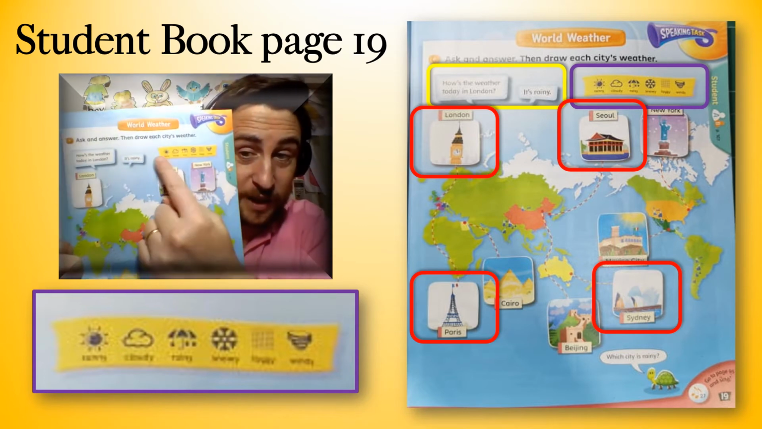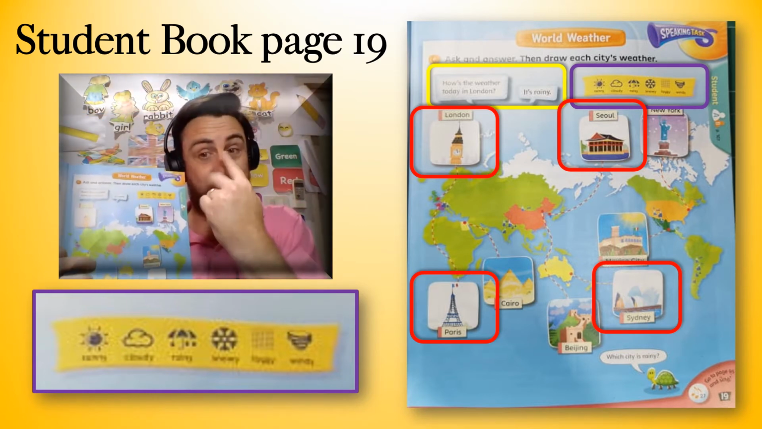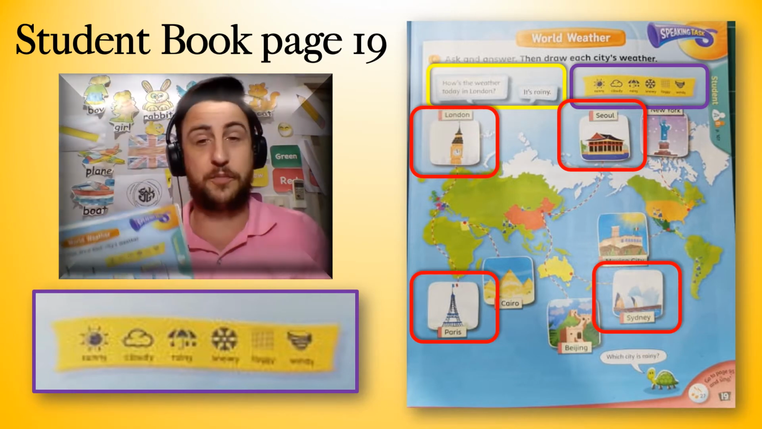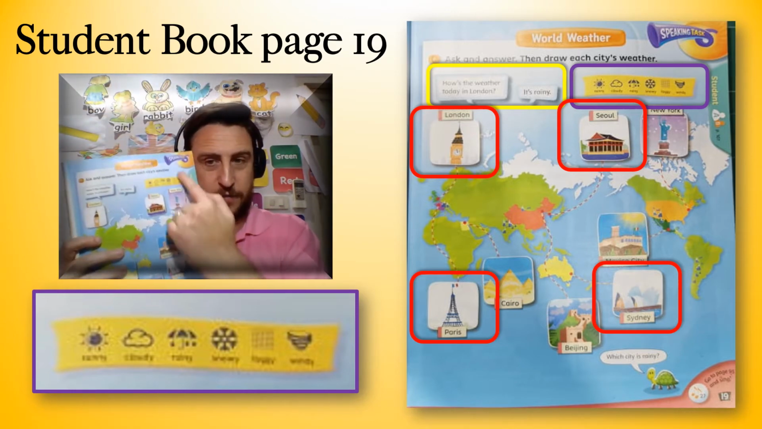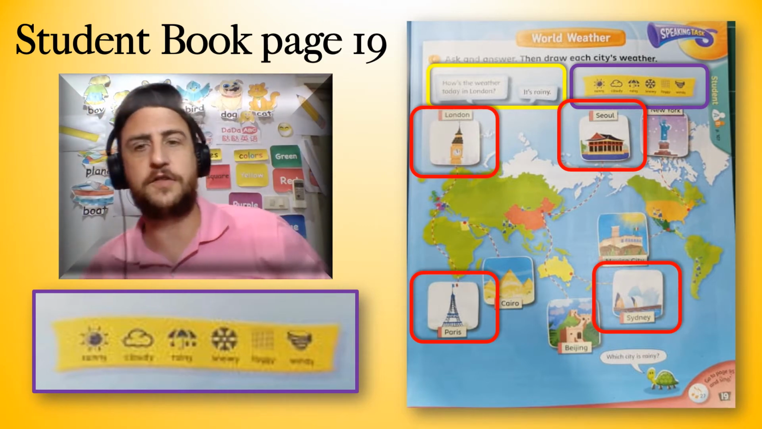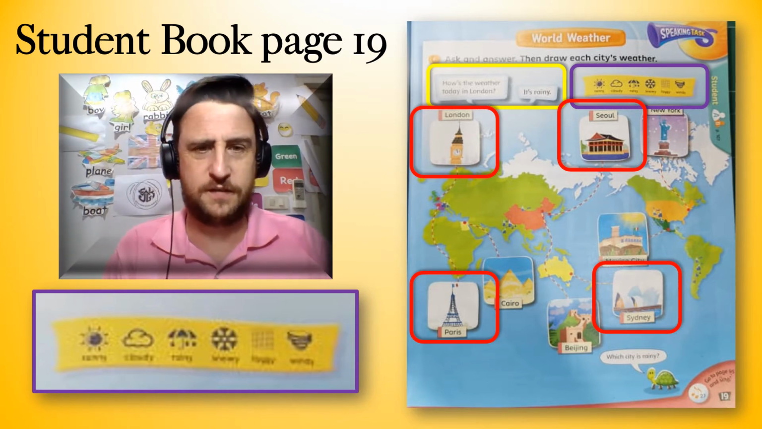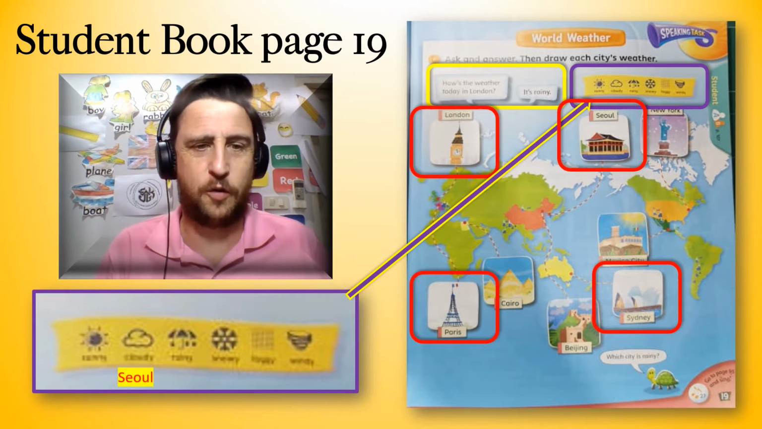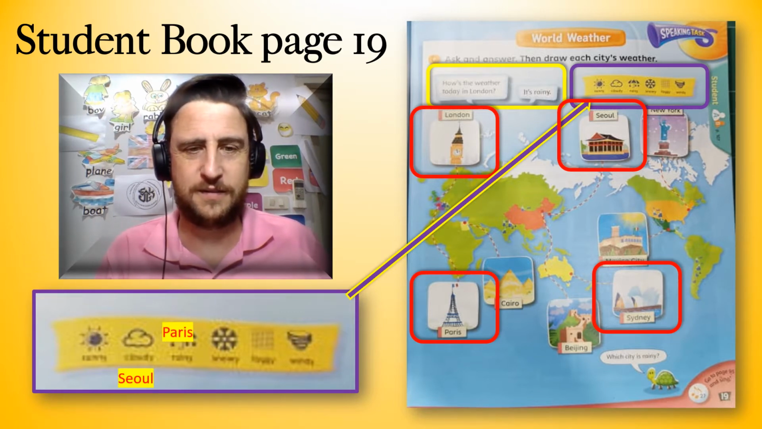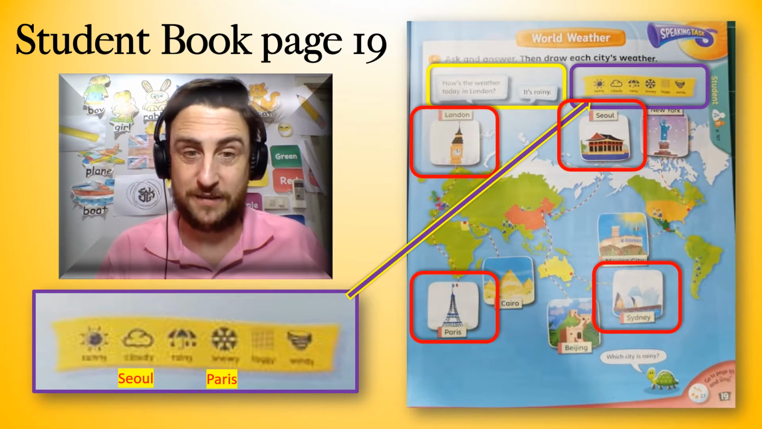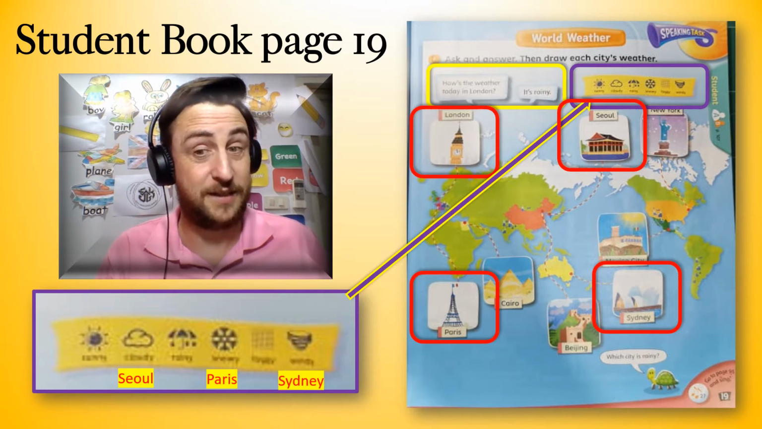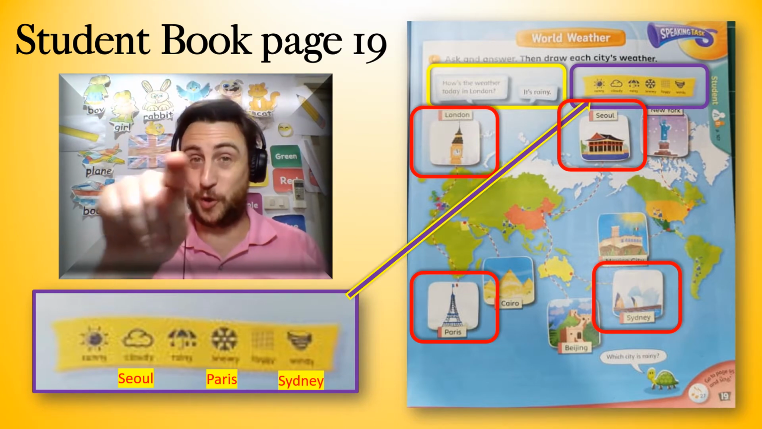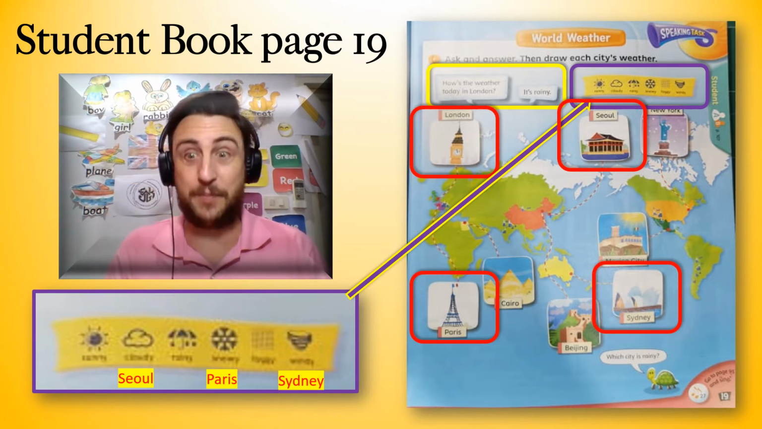So you can look in your book and read them here, okay? You have them in the book. You should have your book. There they are, just there. Okay, so what I want you to do is I want you to put Seoul here, Paris here, and Sydney here. These are the weather that I want you to draw in the picture.